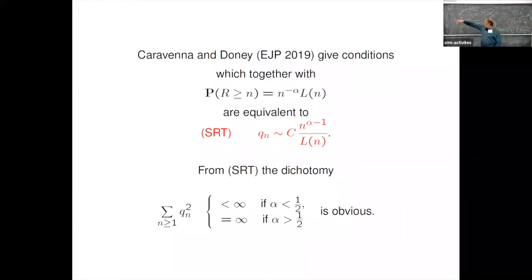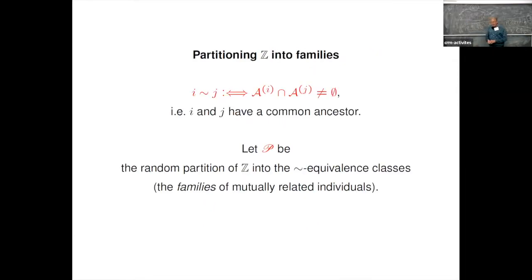And from SRT, this dichotomy is of course trivial, right? This alpha equals 1/2 criticality. We follow the program of Hammond and Sheffield, the partition of the integers into families with respect to the relation of being in the same tree, right?